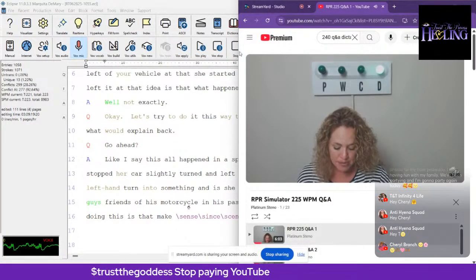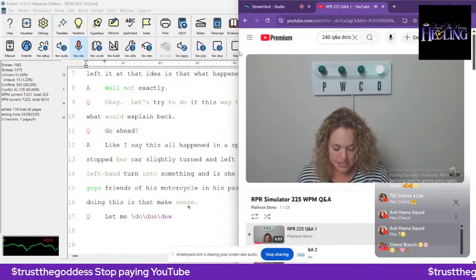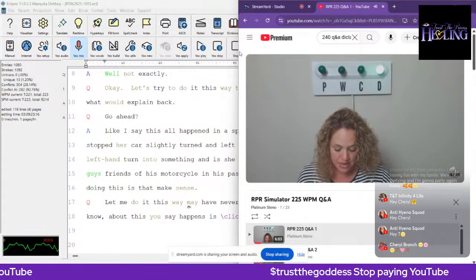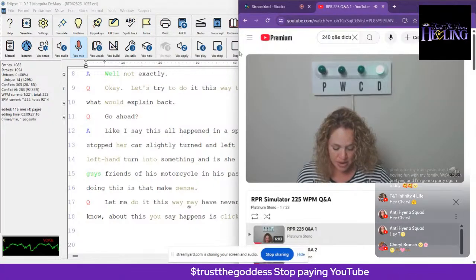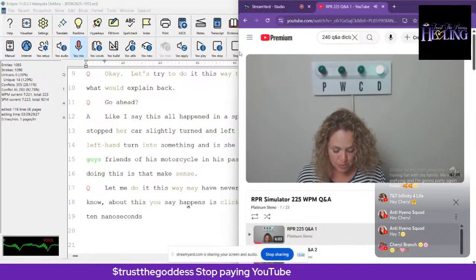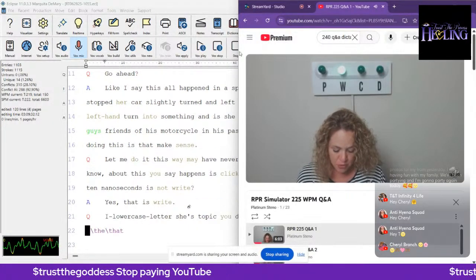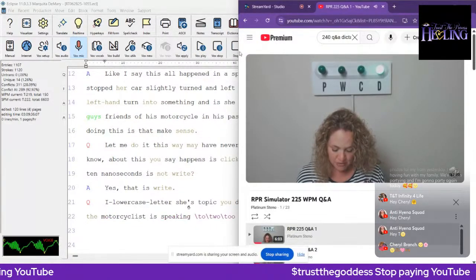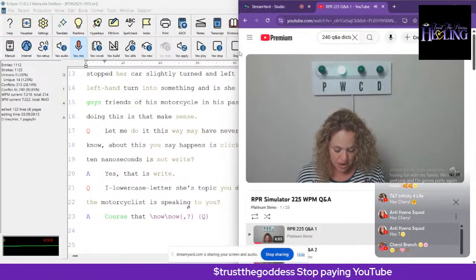Number one, the timing of all of this, you say, happens in split seconds or almost in nanoseconds. Is that right? Yes, that is right. Okay, so as she's stopping, you don't know what this motorcyclist is thinking, do you? Of course not, no. Okay, and you don't know what she's thinking, she being the driver of the other van? That is right, I do not.